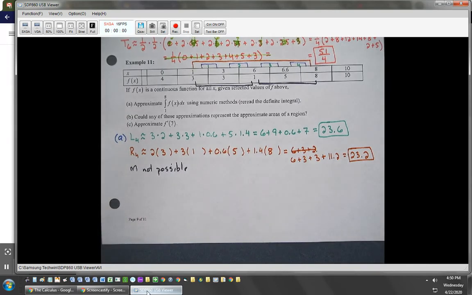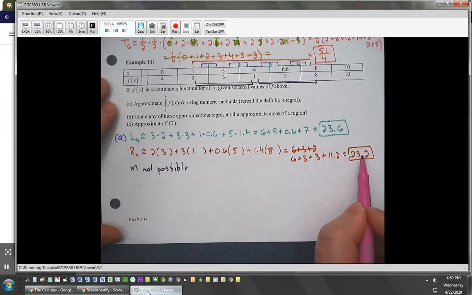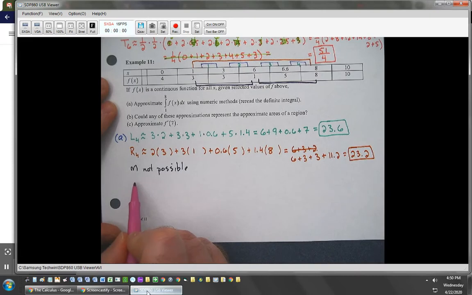Trapezoid, let's practice it the long way. I'm going to be interested to see if it turns out to still be the average of these two. So let's see if it's 23.4. But let's do it the long way first. Why did I write 6? T sub 4.